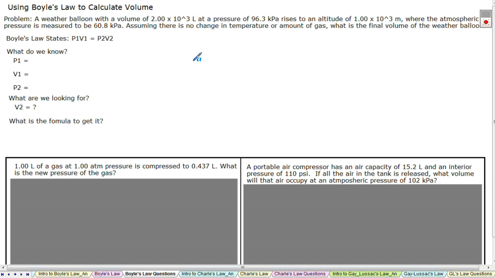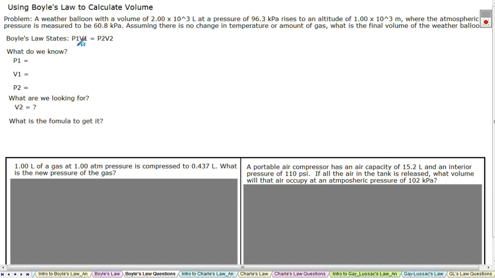weather balloon. And this is important because if your weather balloons have a certain amount that they can expand, you want to make sure that you use this so that they don't expand too much and then pop, and then there goes your weather balloon. P1V1 is equal to P2V2.